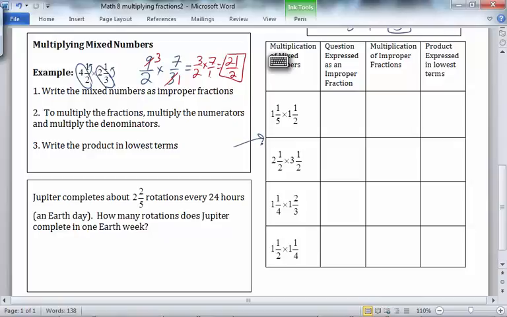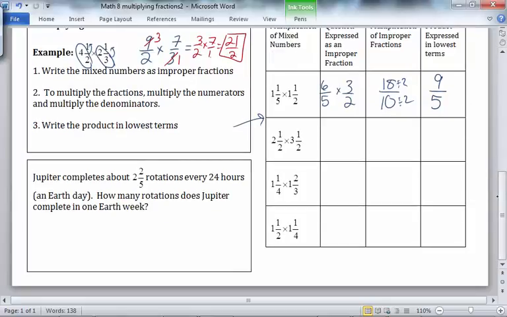So let's take a look at the chart here. I'll do the first one with you and then leave the rest to you. It says to express the question as an improper fraction. So our first step is to change that to 6 over 5 times, 1 times 2 is 2 plus 1, is 3 over 2. Multiplication: 6 times 3 is 18. 5 times 2 is 10. And my last step, in lowest terms, both the top and the bottom are divisible by 2, and I get 9 over 5. Okay, finish the chart there, and then we have one more word problem to do together.